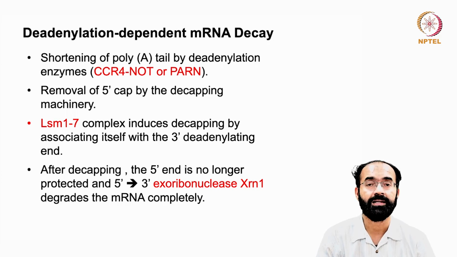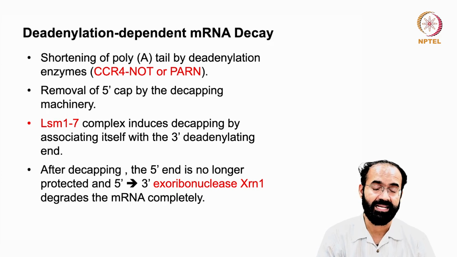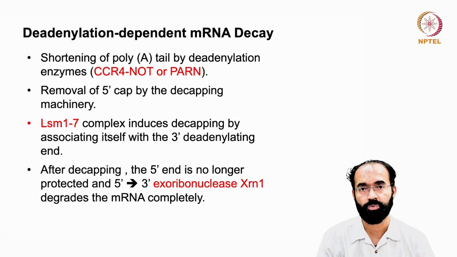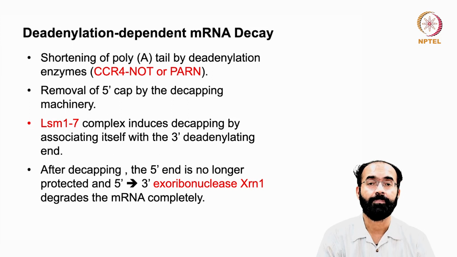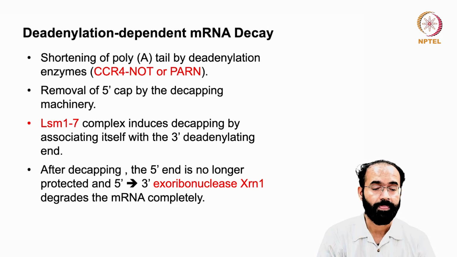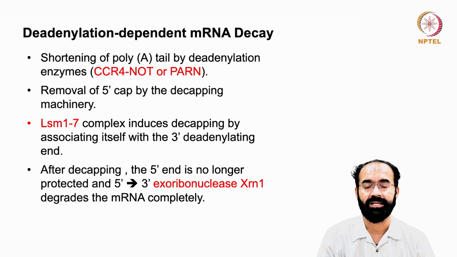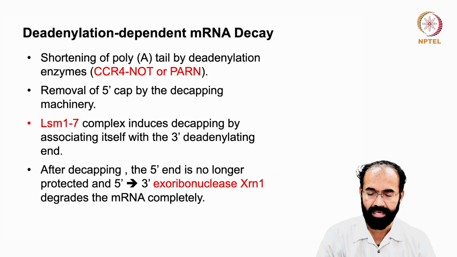So this is another requirement for the LSM1-7 mediated decapping. Although they do not cause the decapping, their presence will attract DCP1 and 2 to the 5' end of those RNA. After decapping, the 5' end is no longer protected, and the 5' to 3' exoribonuclease XRN1 degrades the mRNA completely from the 5' end.